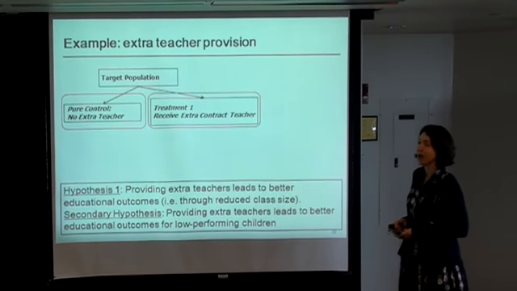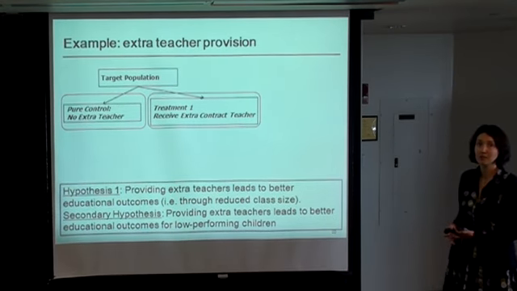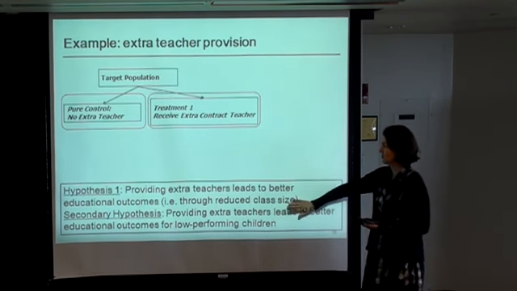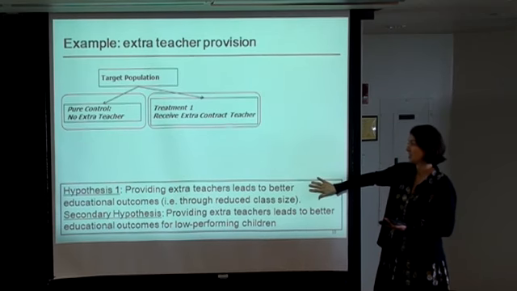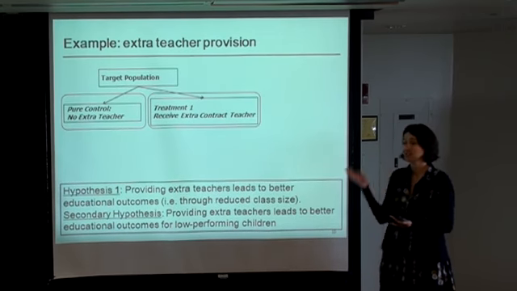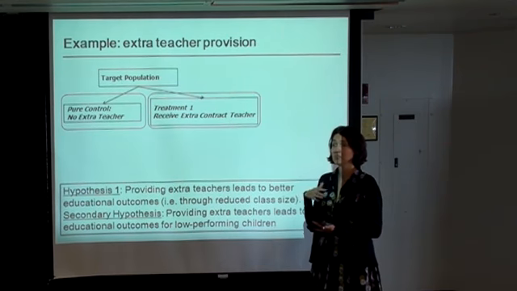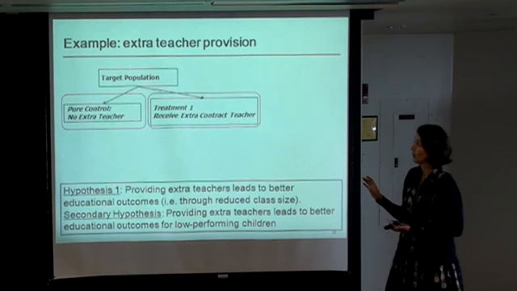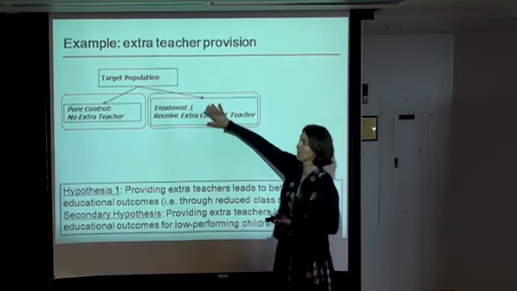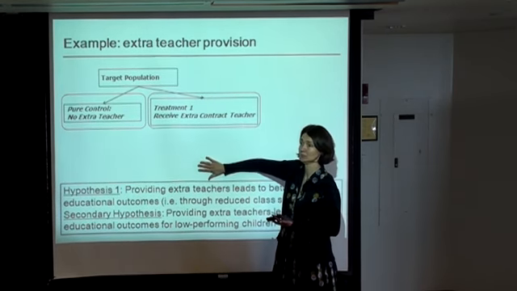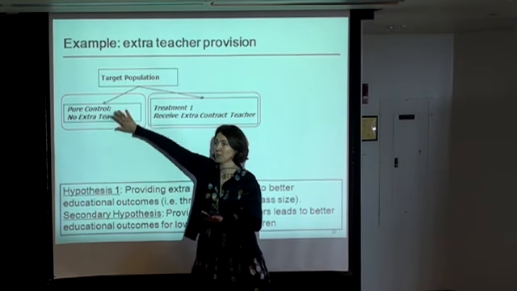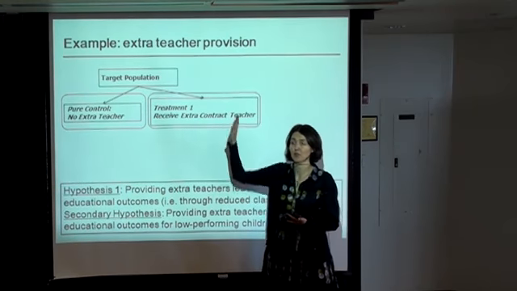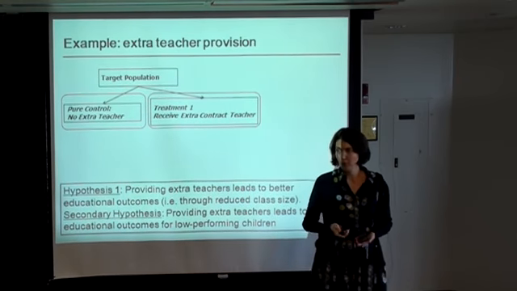So how are we going to actually look at the results to be able to answer this question? The first hypothesis we have is providing extra teachers leads to better educational outcomes. Just smaller class sizes, better educational outcomes. So to answer that question, we simply compare all the people who are in this group with all the people who are in control. That's the comparison we do in the analysis.